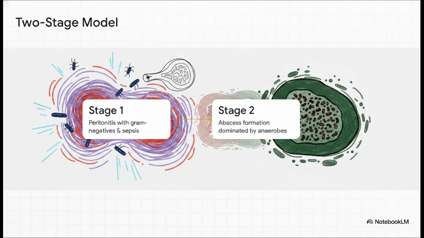But let's say a patient survives this initial peritonitis phase. Well, the environment inside the abdomen actually changes. We enter stage 2, which is abscess formation. And this late stage, it is totally dominated by anaerobes. The infection walls itself off and basically creates a permanent reservoir for bacteria. So remember this 1-2 punch, early gram-negative sepsis followed by late anaerobic abscesses.